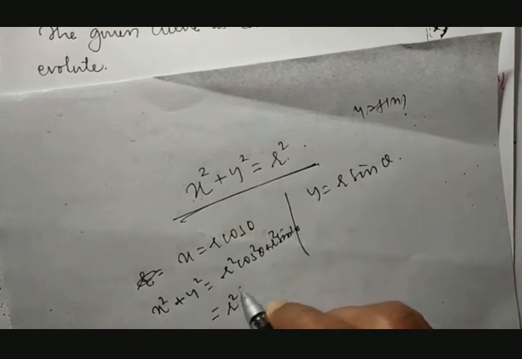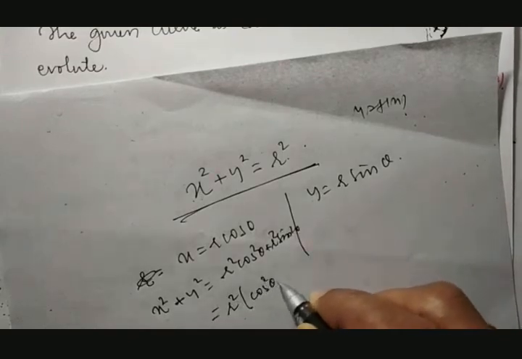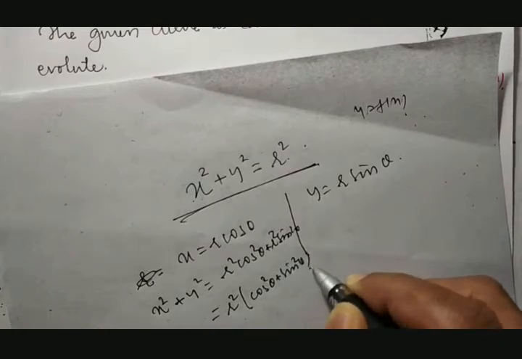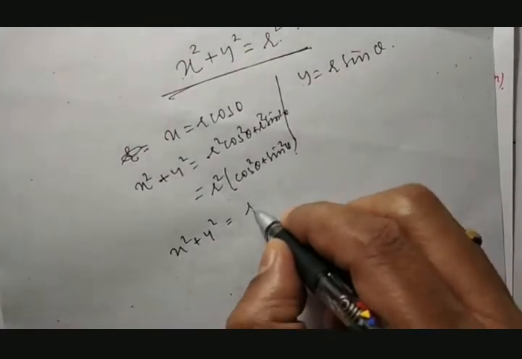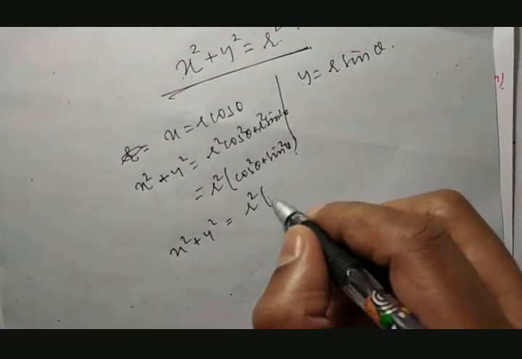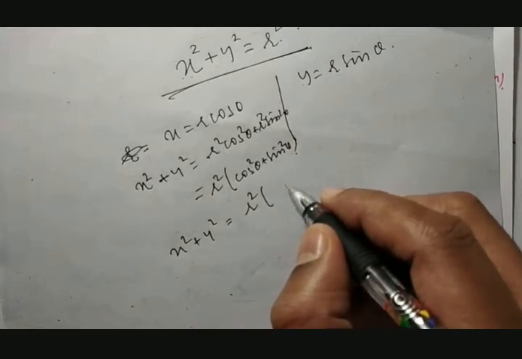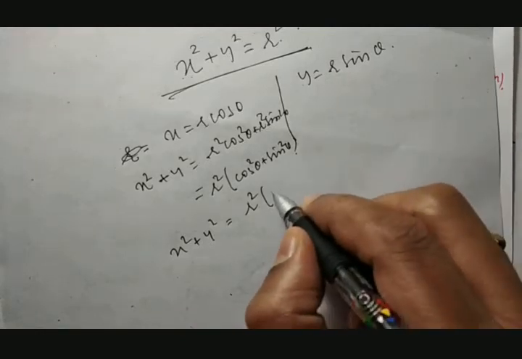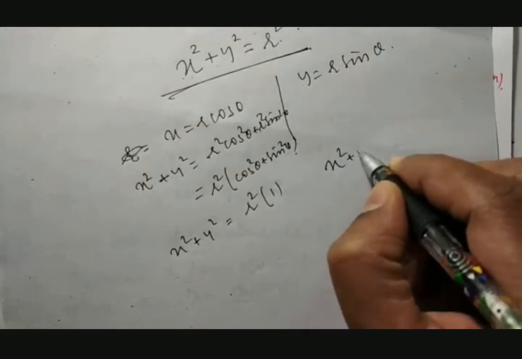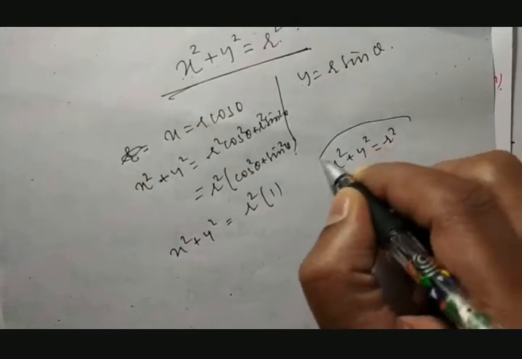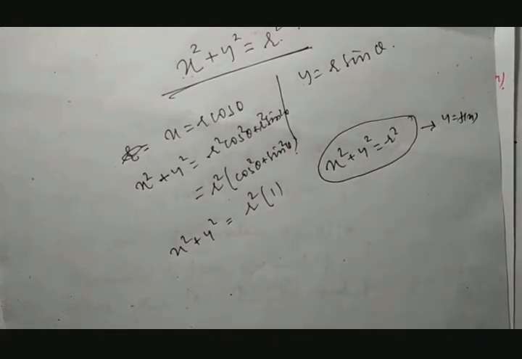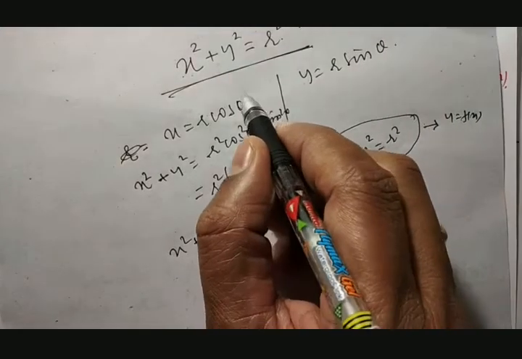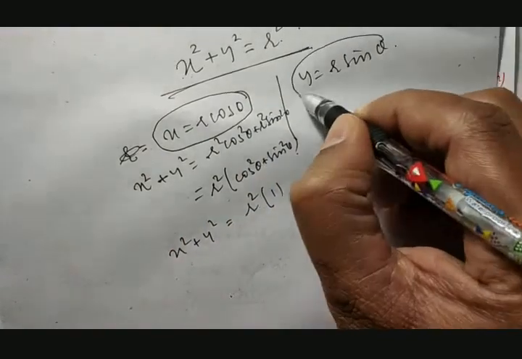If you take r square as a common term, then inside the bracket it will be cos square theta plus sin square theta. Therefore, x square plus y square is equal to r square into, we know that cos square plus sin square is equal to 1 as a trigonometric identity. So it becomes x square plus y square is equal to r square. Again, we reached a condition where we can call it y is equal to f of x, which is nothing but a Cartesian condition. But we reached this Cartesian condition because of these parametric conditions.